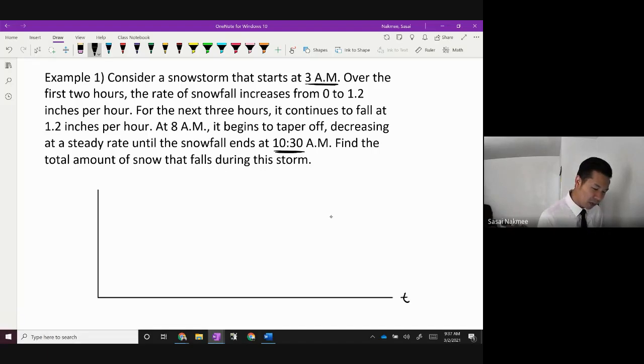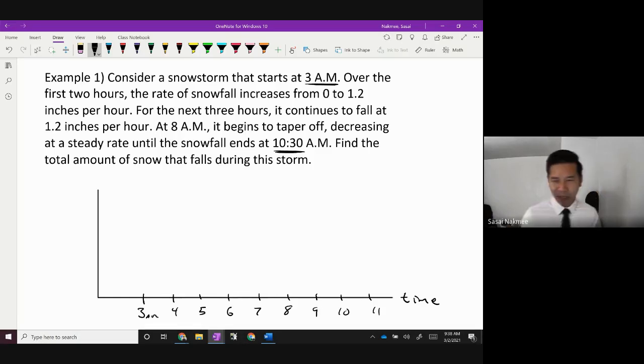So on the x-axis here, we're going to have the time. That's going to be our independent variable there. And this thing starts off at 3 a.m. So I'm going to make those tick marks here. There's 3 a.m., 4 a.m., 5, 6, 7, 8, 9, 10, and 11 a.m. So let's write that out: 3 a.m., 4, 5, 6, 7, 8, 9, 10, and 11. And of course, it stops at 10:30, so it's going to be between 10 and 11.